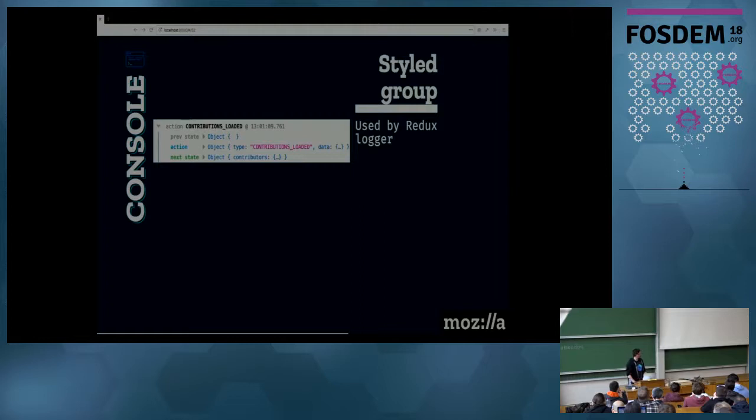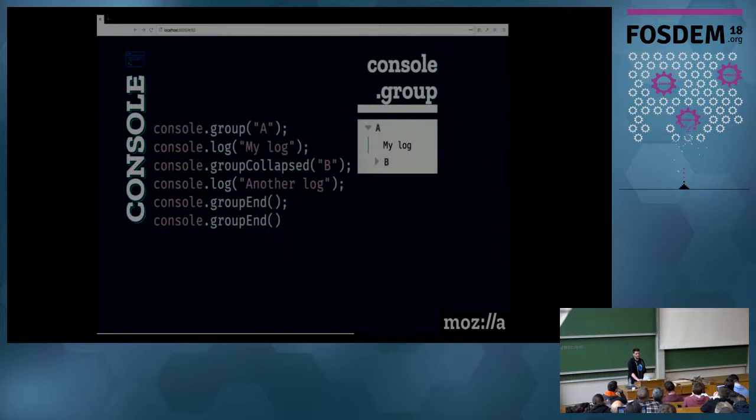And since we are in the console, I can see I added Redux logger to my page. So basically, when you're using Redux, it logs all the actions you fire in a nice way. And it looks nice because of two things we added in the console last year, which is console.group. They were already supported, but you couldn't collapse a group, which was making them almost useless. Now you can expand and collapse them as you wish.